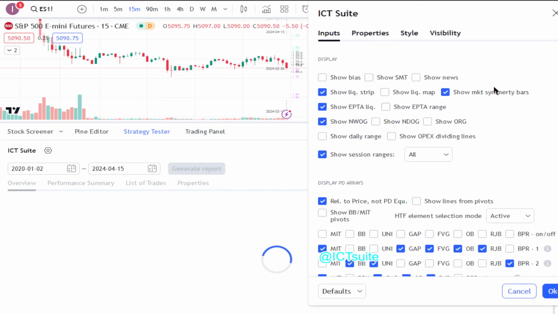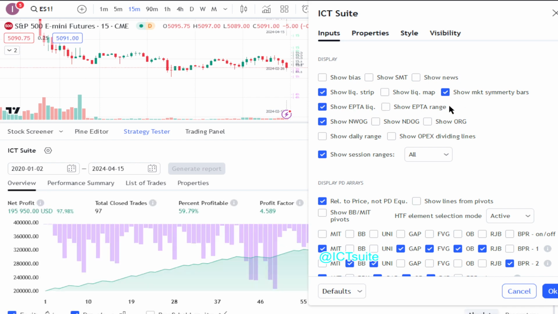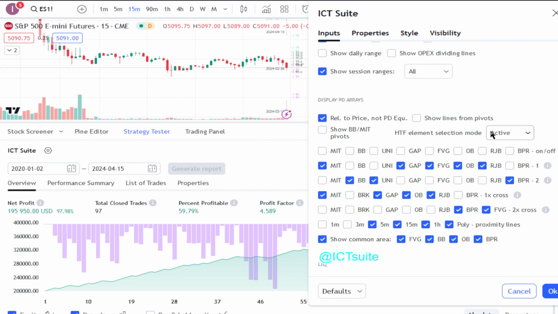There are a lot of options. As you can see, you can show bias, SMT. There are many different options for the SMTs. News, liquidity in different forms. Market symmetry is on. EPTA liquidity. Can look at the EPTA range as well. New week opening, new day opening, opening range gap, and so on. And then the different PD arrays.